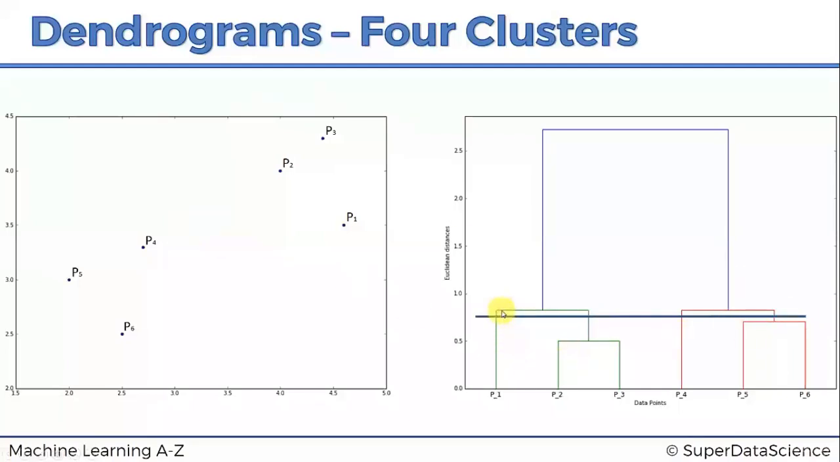Exactly correct. We're going to have 4 clusters because it crosses 4 vertical lines. 1, 2, 3, 4, right? So we're going to have a cluster P1, cluster with P2 and P3, cluster with P4, cluster with P5 and P6. Let's have a look. 4 clusters, and there they are.